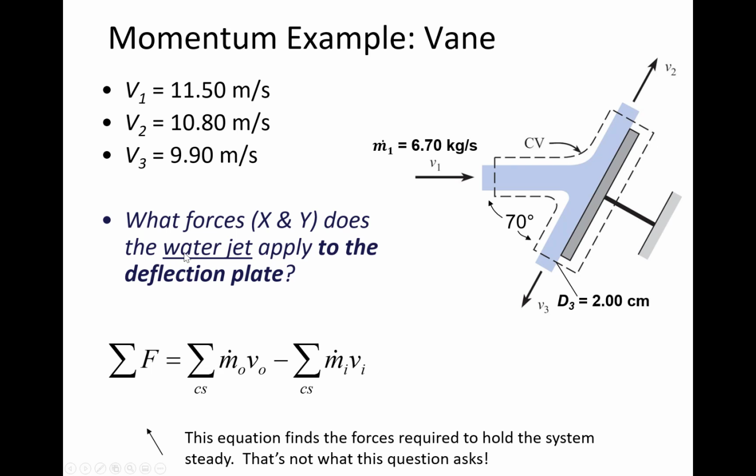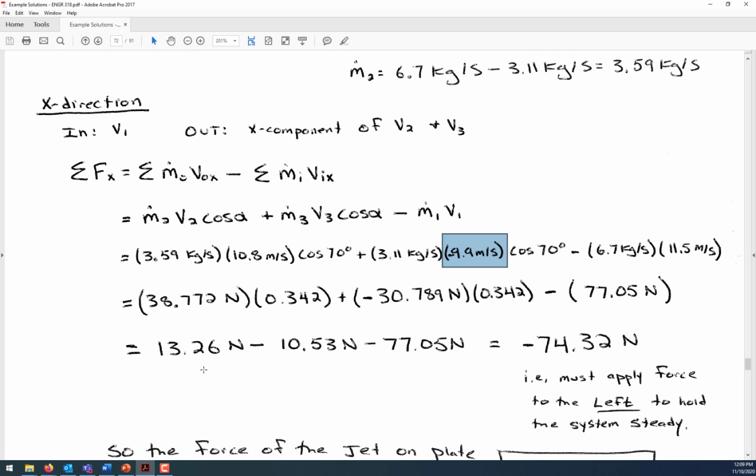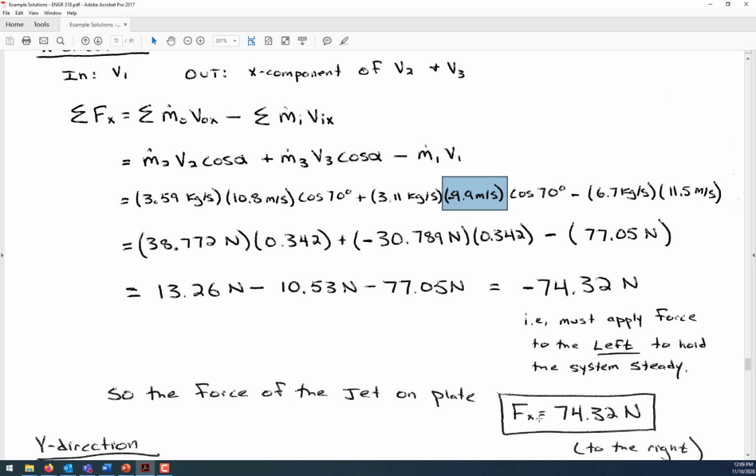But then what this is asking is, what's the force of the water jet on the plate? And that force is to the right. So then down here in the solution, the force of the jet on the plate is 74.32 newtons to the right. So it's the equal and opposite of the force required to hold the system steady. Are there any questions about how we solve for that force in the x direction?